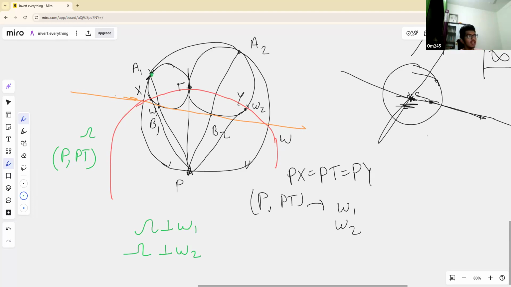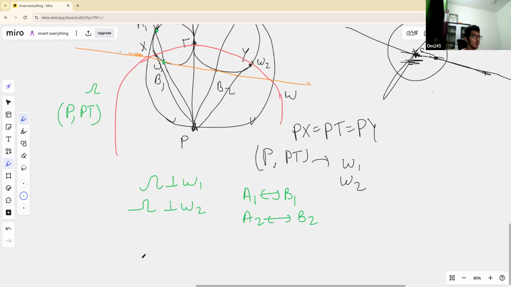So if we consider the image of A dash, A1, because that's the point we have in the question, then it should map to the intersection of P1 with P, which is basically B1. So A1 will map to B1, sorry, and A2 will map to B2, right? And that's the one part. But there's one more circle, which is omega. So where will omega map to?